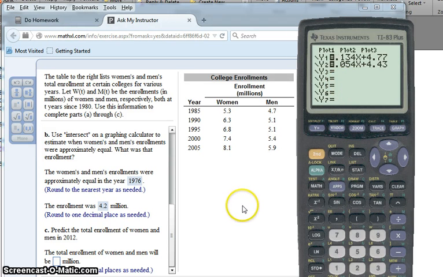All right. So I hope that clears up that problem. And the next problem was very, very similar. Same sort of deal. You're going to have to compute both equations using the calculator, then find where they cross.